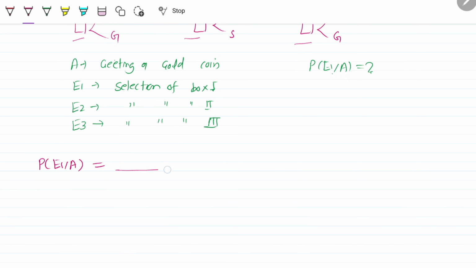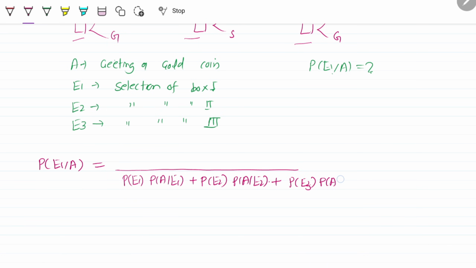Okay, so downside, you remember, total probability. Total probability means first E1, then gold from E1, P(A by E1), then E2, P(A by E2), E3, P(A by E3). What is here? Here is the requirement. The requirement is E1 by A. E1 by A means you want from box 1. So it is your favorable: P(E1) and P(A by E1).